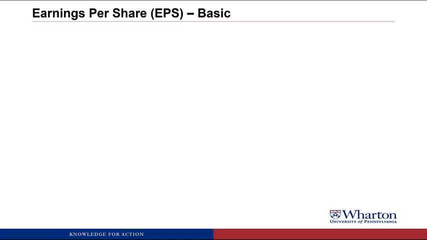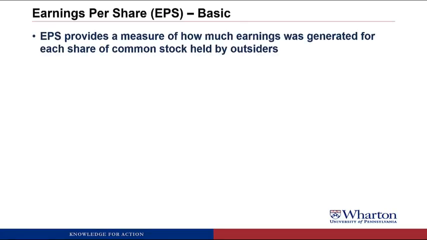Earnings per share, or EPS, provides a measure of how much earnings was generated for each share of common stock held by outsiders. So the idea is to take this performance measure, earnings, and scale it by the number of shares outstanding so that each shareholder can say, how much earnings did the company generate for me this period based on the number of shares that I hold?